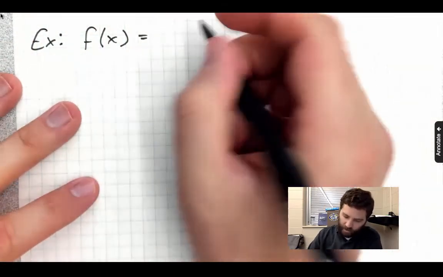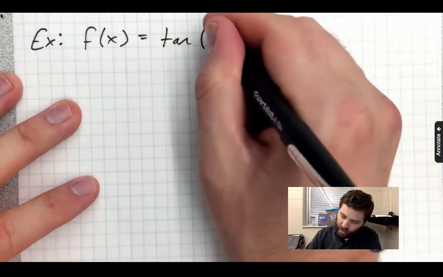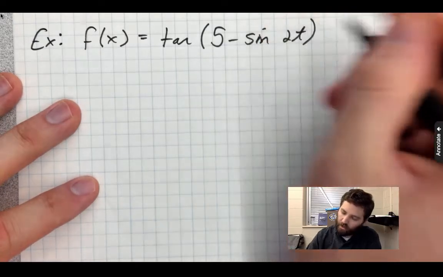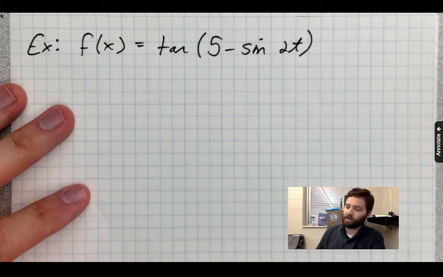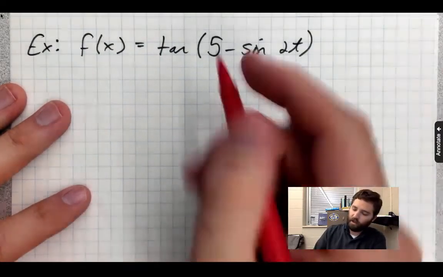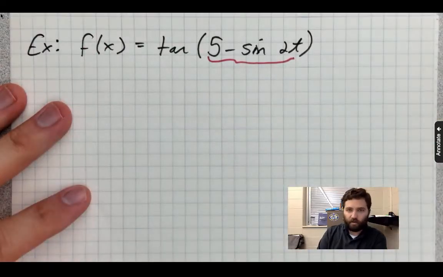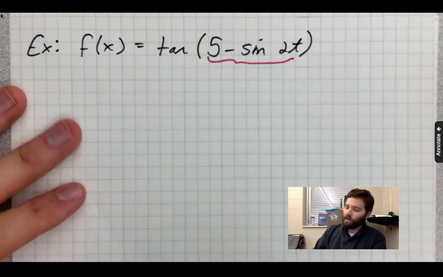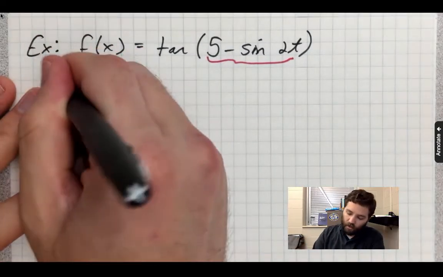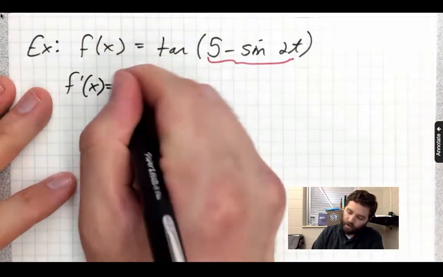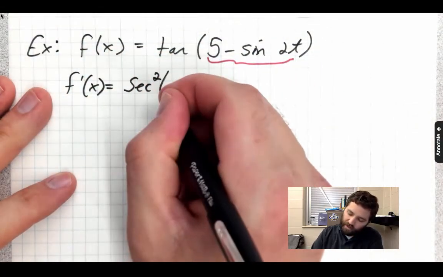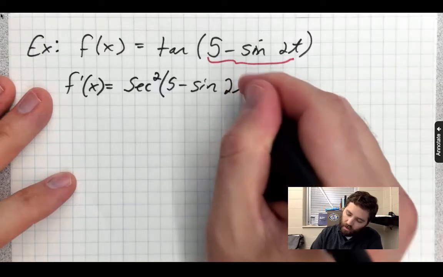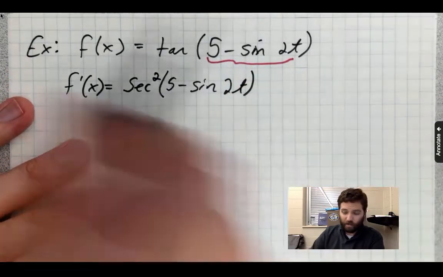Here's our function. Again, we're going to take the derivative, so I get tangent of 5 minus sine of 2t. Okay. So again, focus on what's your inside function and your outside function. 5 minus sine of 2t is my inside function. When I derive the outside function, tangent, this is what I get. Secant squared. Leave the inside alone. 5 minus sine 2t. Okay, times by the derivative of the inside.